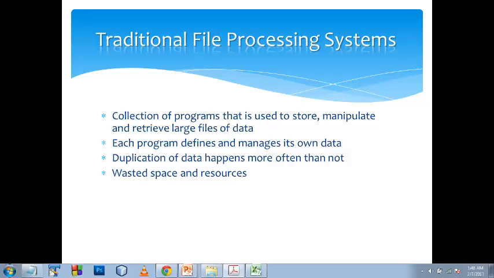And because there is duplication of data, there's also wastage of space and resources, because you have to allocate memory for the different data into separate files, as well as hire more people to manage these files.